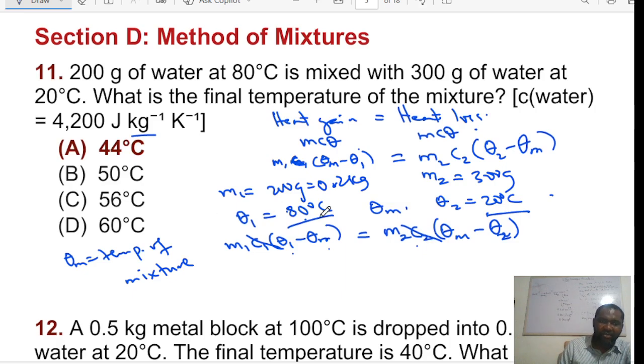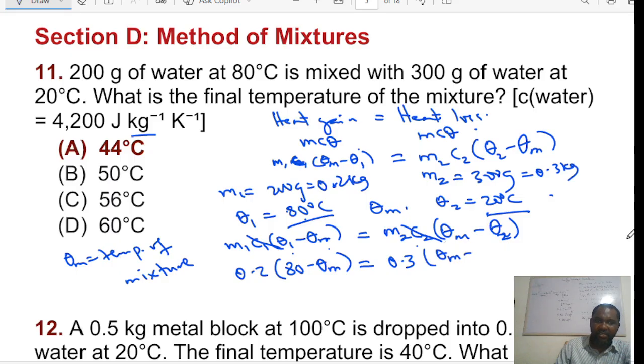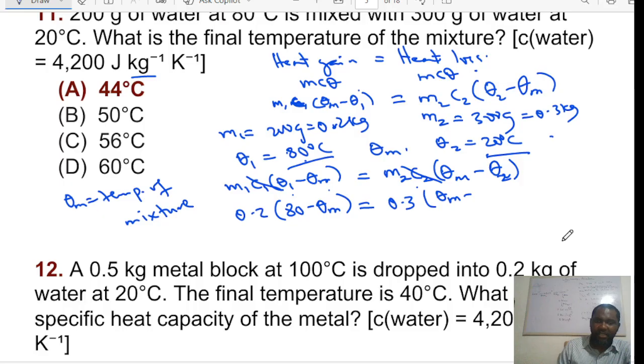Now substituting the values, the mass is 0.2, and theta 1 is 80 minus the temperature of the mixture, then equal to m2, which is 0.3 kilograms, times the temperature of the mixture minus theta 2, and theta 2 is 20 here. So if we open this bracket, 0.2 times this gives us 16 minus 0.2 theta m, equal to 0.3 theta m minus 0.3 times 20, which is 6.